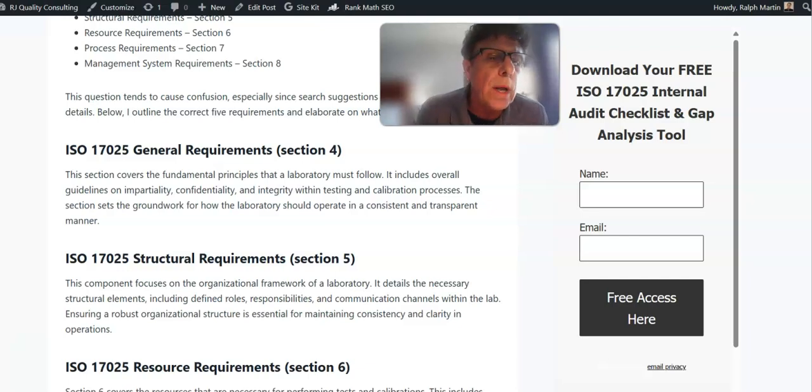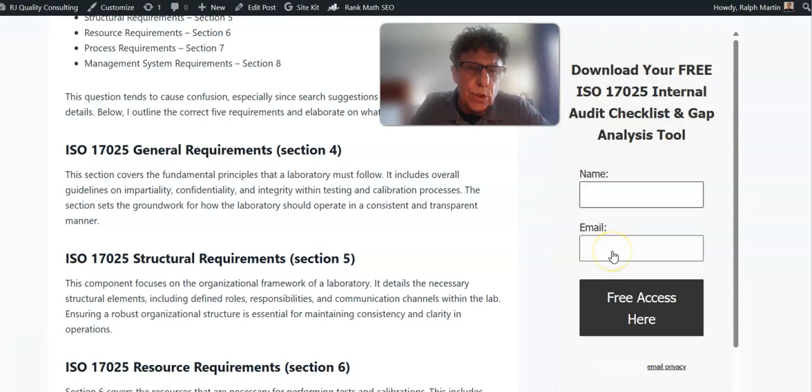Section 4 is all about the general requirements, and that pertains to section 4.1 and 4.2, which are impartiality, section 4.1, and confidentiality, section 4.2. This section covers the fundamental principles that a laboratory must follow, with guidelines of impartiality, confidentiality, and integrity within the testing and/or calibration results, depending on whether you are a testing laboratory or a calibration laboratory.